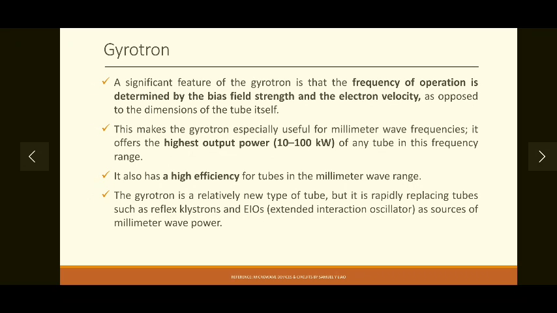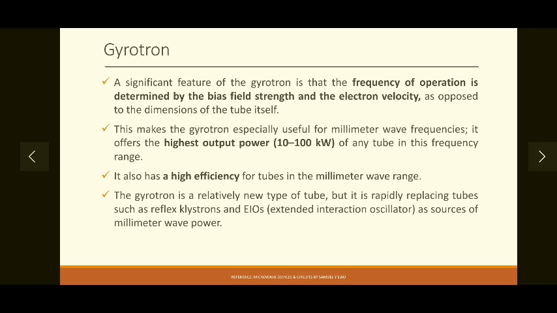This makes the gyrotron specially useful for millimeter wave frequencies, and it offers the highest output power, up to 10 to 100 kilowatt, of any tube in this frequency range. Okay, so no other tube can produce such high output power for the same frequency, and that's why the gyrotron is getting popular. It also has a high efficiency, which is another advantage for tubes in the millimeter wave range. Compared to other tubes in the millimeter wave range, it provides the highest possible efficiency.